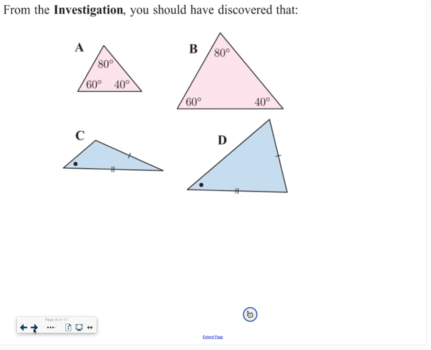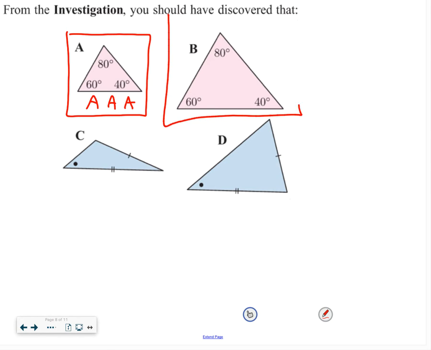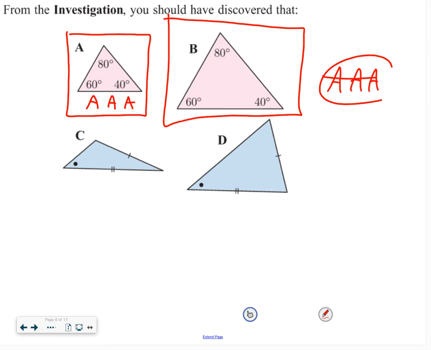So in our investigation in class, we noticed a couple types of triangles where we didn't always get the same shape. The example of that was angle, angle, angle. So notice we could get a smaller triangle with the three same angles, and we could get a larger one with those same three angles. So angle, angle, angle triangles with those three parts aren't necessarily congruent. They could be, but not necessarily.